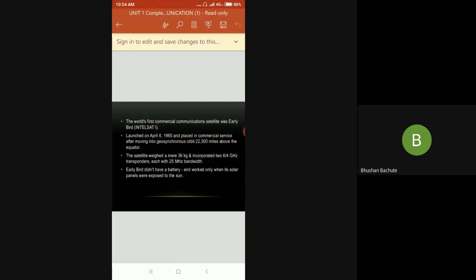Once communication started, they used that communication system as commercial communication. That is the name given, Early Bird, that is Intelsat 1. You have to write the important points: the first satellite was launched by Russia, the second satellite was launched by the USA, and the third satellite was launched for communication.